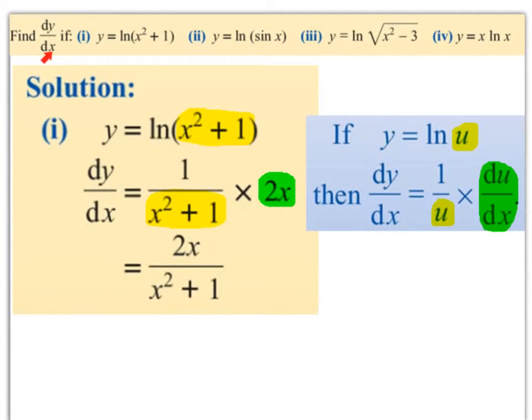Find dy/dx, the derivative, if y equals ln of x squared plus 1. So if y equals the natural log of x squared plus 1, then we follow this formula. So y equals ln u, where u in this case is x squared plus 1. Then dy/dx, using the chain rule, is 1 over u, so 1 over x squared plus 1, multiplied by du/dx, the derivative of x squared plus 1, which is 2x. So then we multiply top by top, bottom by bottom. 2x is really 2x over 1. So 1 times 2x is 2x, x squared plus 1 times 1 is x squared plus 1.